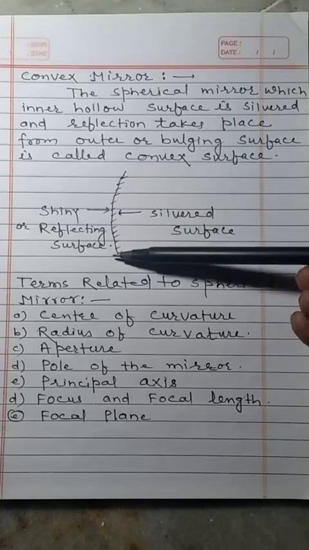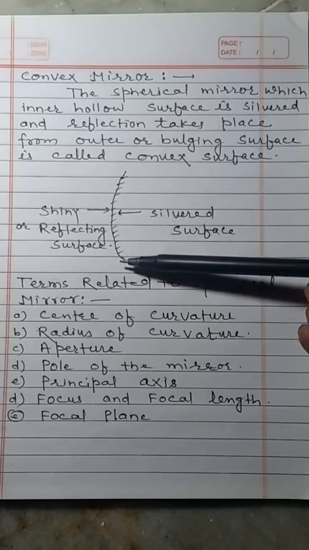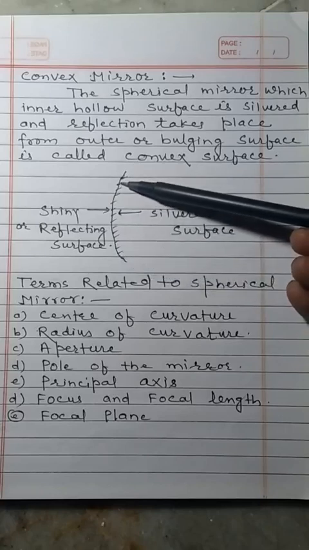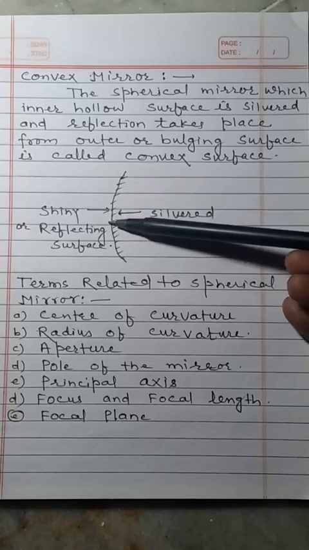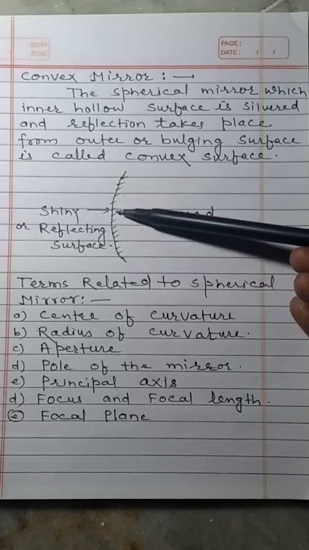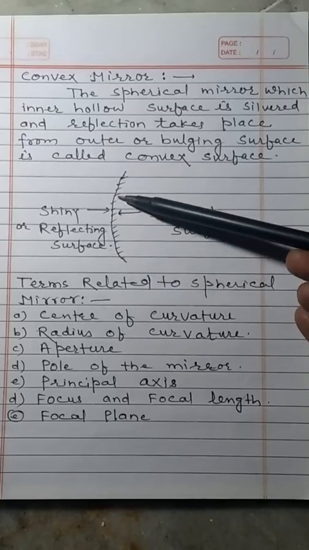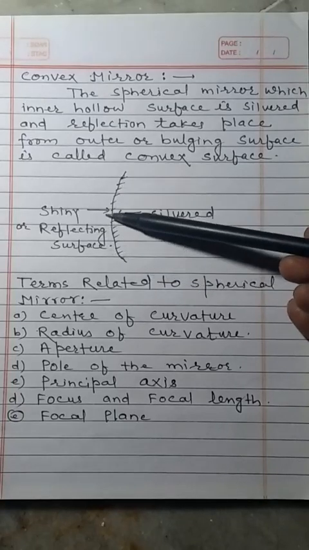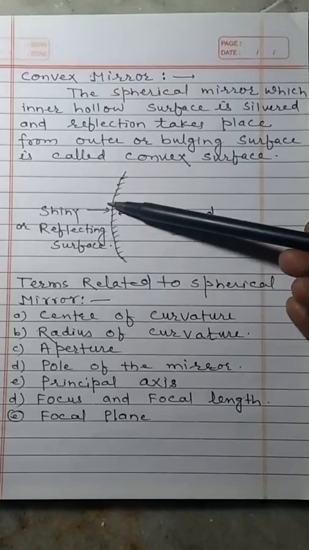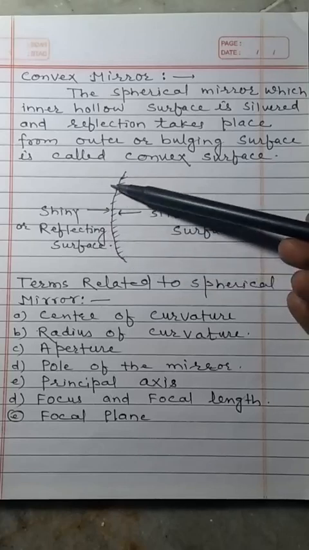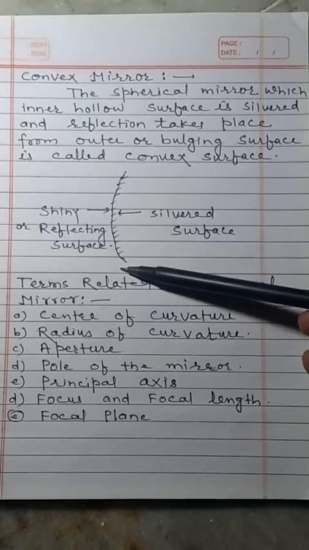See in this figure, this is a part of a hollow sphere. This is the inner surface and this is the outer surface. The inner surface is silvered and the outer surface is shiny. Reflection takes place from the shiny surface, the outer or bulging surface.